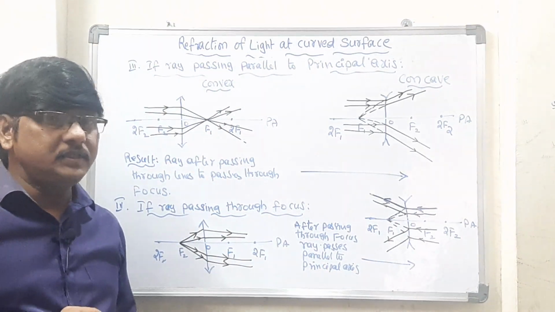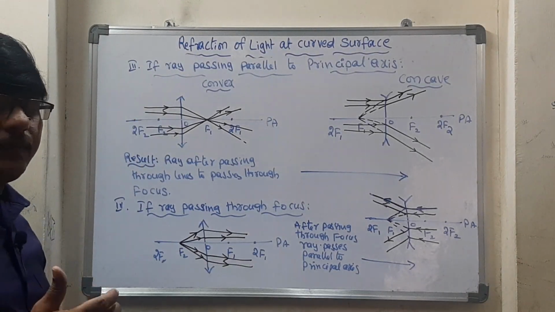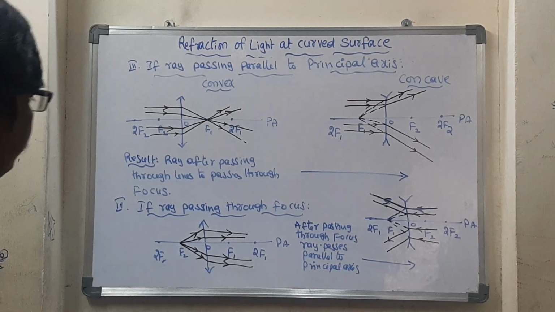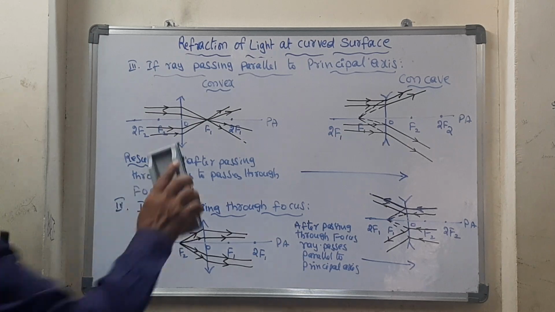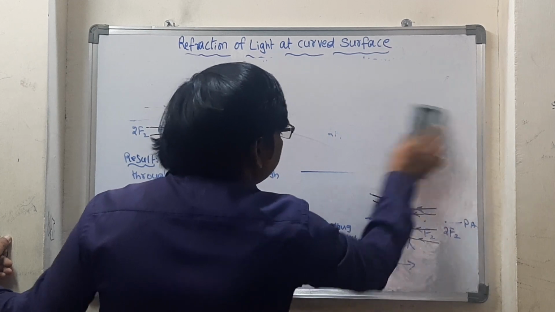Okay, got it? These are the four situations where light passes through a convex lens. Now let us take a screenshot. Okay, right. And the last case is there, which we will also discuss.